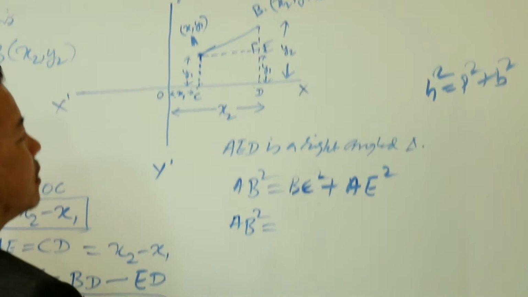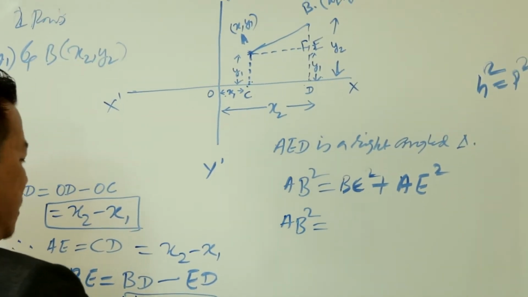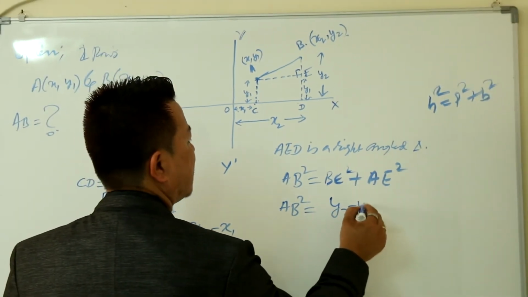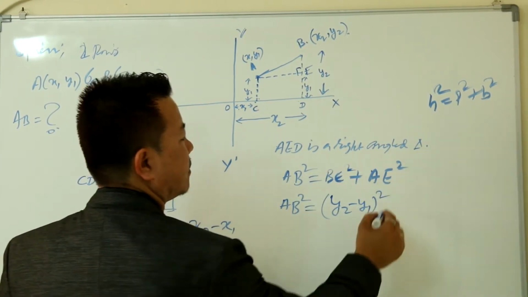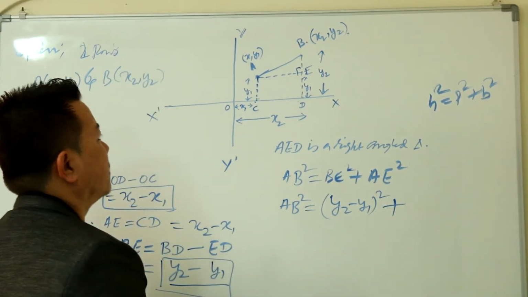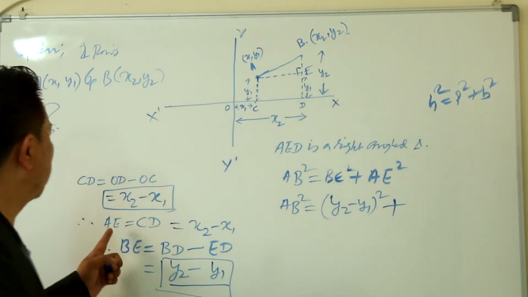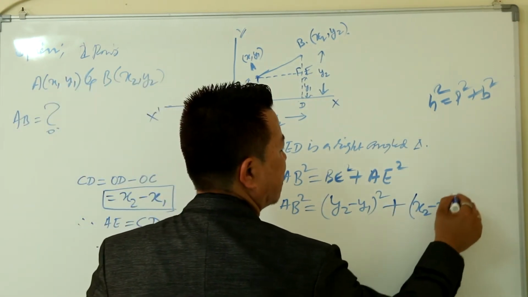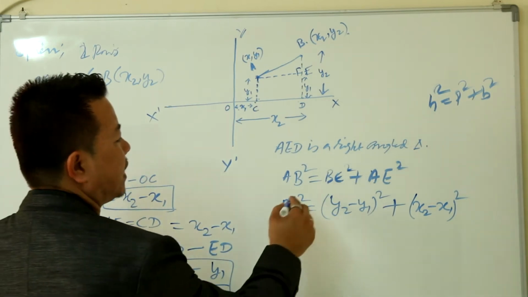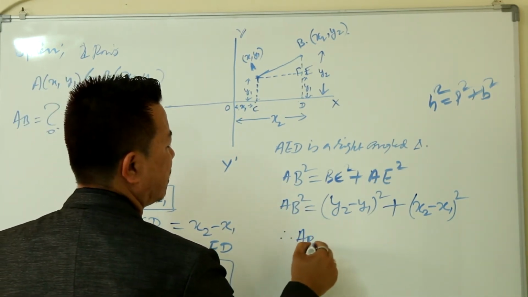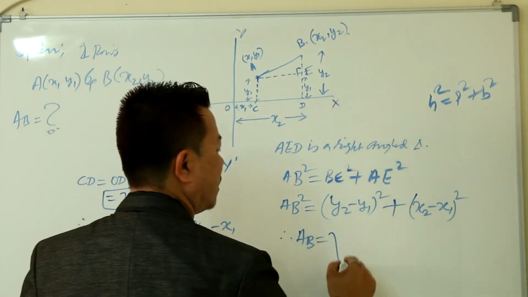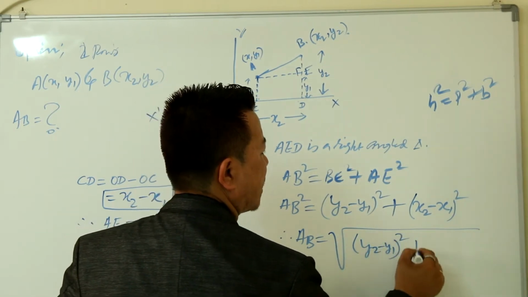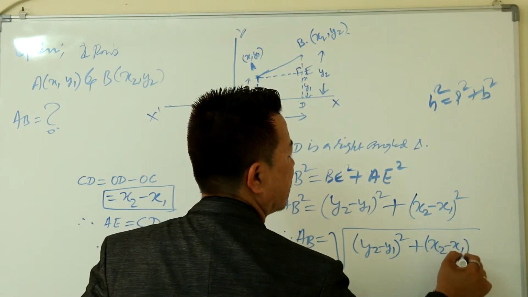Now let's put in the values. AB square equals BE. What is the value of BE that we already got? The value of BE is y2 minus y1, whole square, plus, and what is the value of AE? We already found it out. The value of AE is x2 minus x1, whole square. Now remove this square root. Therefore AB equals root over y2 minus y1 whole square plus x2 minus x1 whole square.